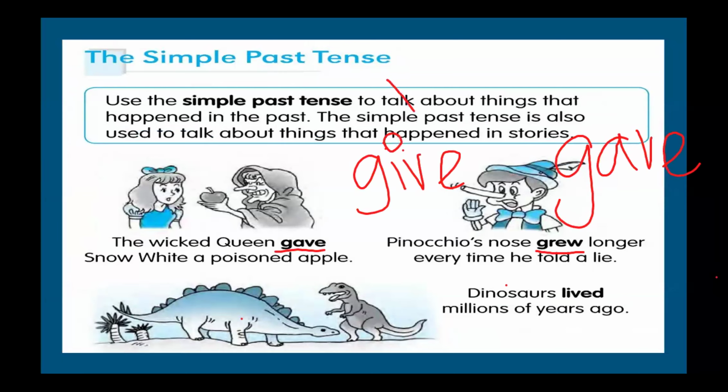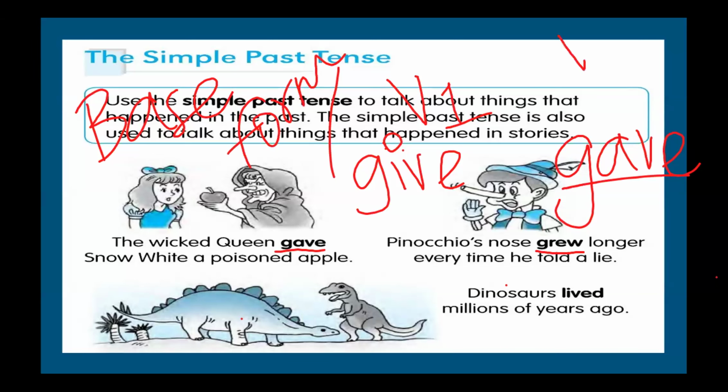Okay. So give is the actual verb, V1. What do we call the actual verb? Base form. Base form or V1. Yes. And then what is gave? Gave is your V2 or simple past tense. Yes. Simple past. Okay. V2 or simple past.